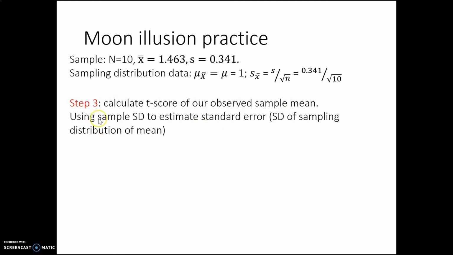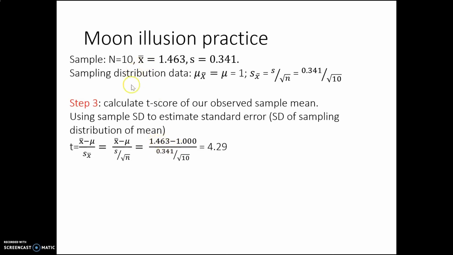Again, we are using the sample's standard deviation to estimate the standard error. Same as with the z-score, we subtract the mean of our sampling distribution, which is our population's mean, which is 1 in our case, from our observed sample mean, and then divide by the standard error. We calculated this part in the last slide, and then we plug in all the numbers.